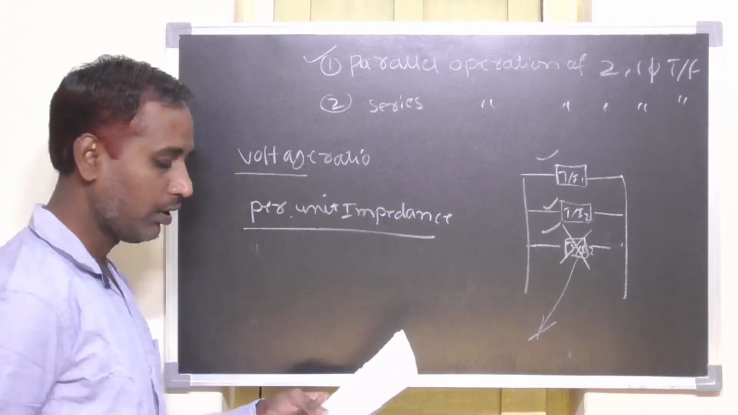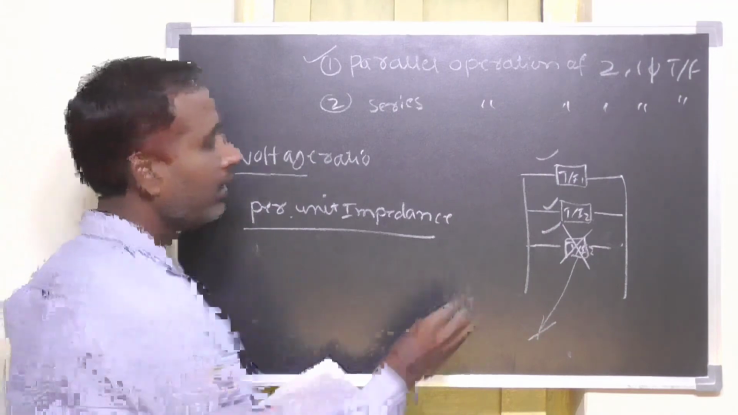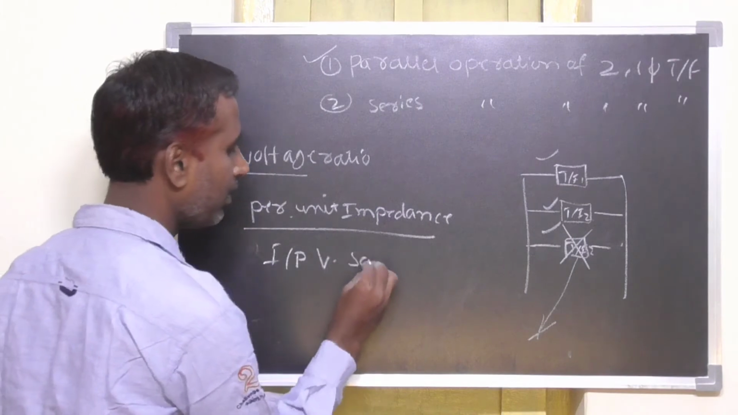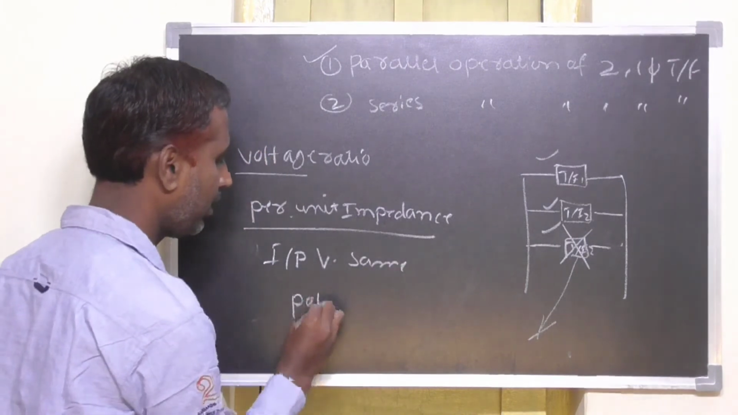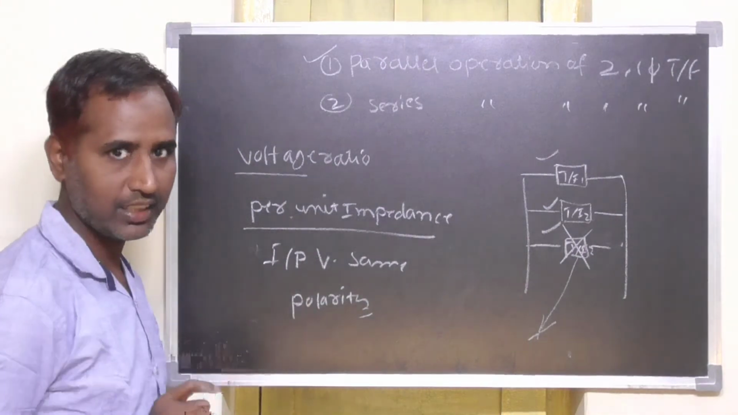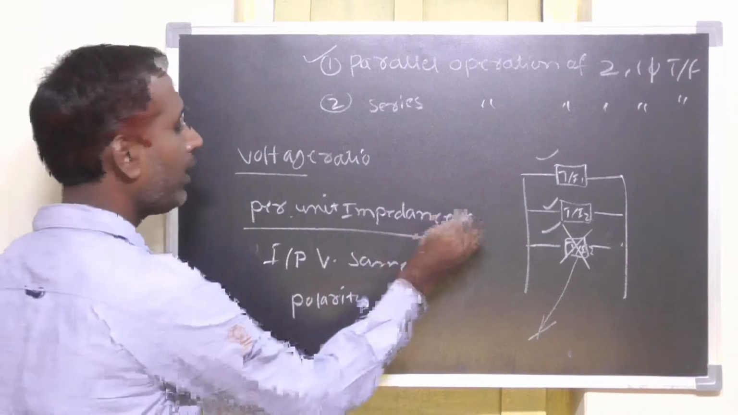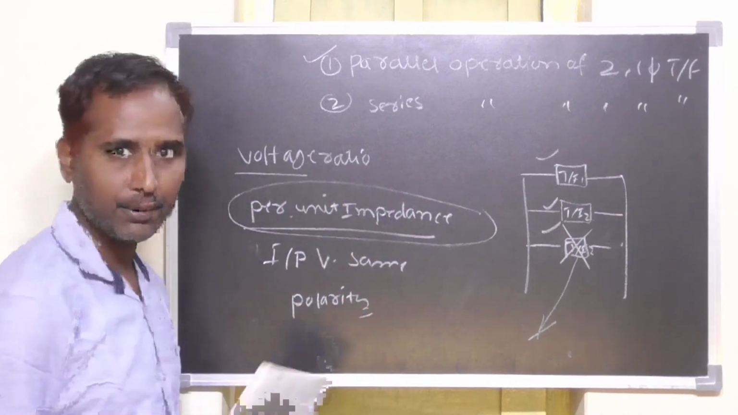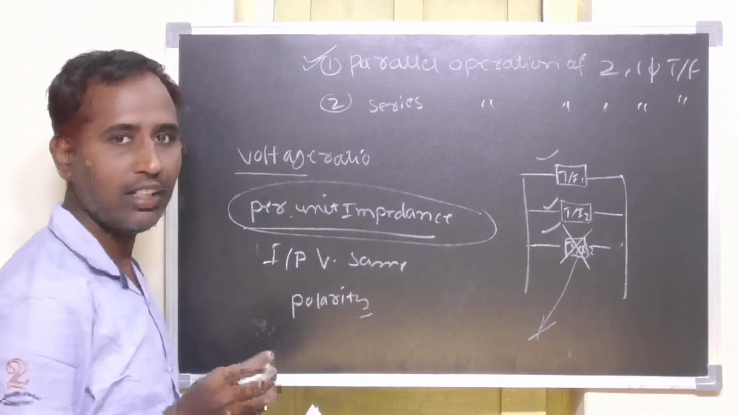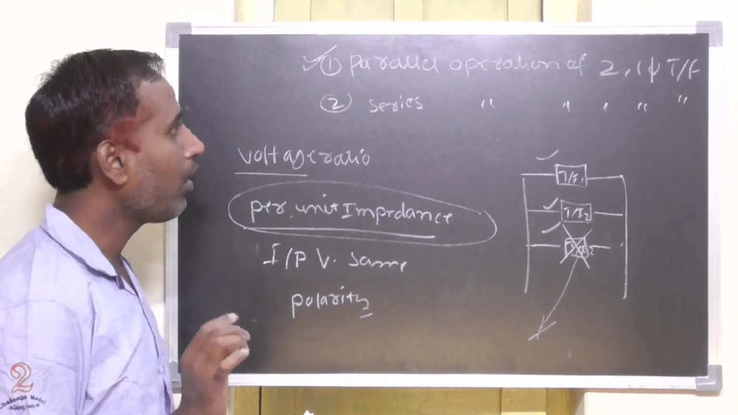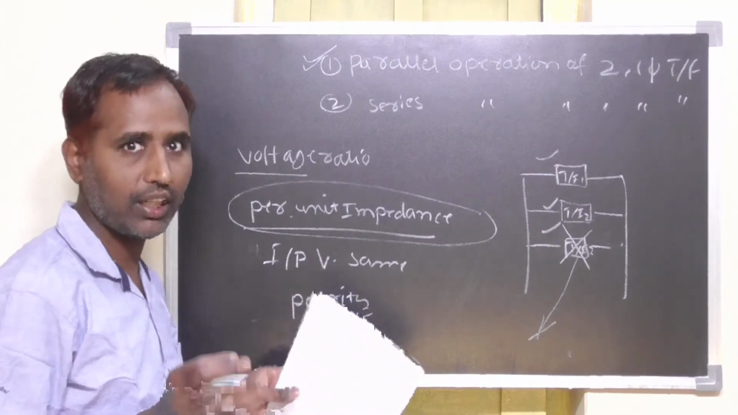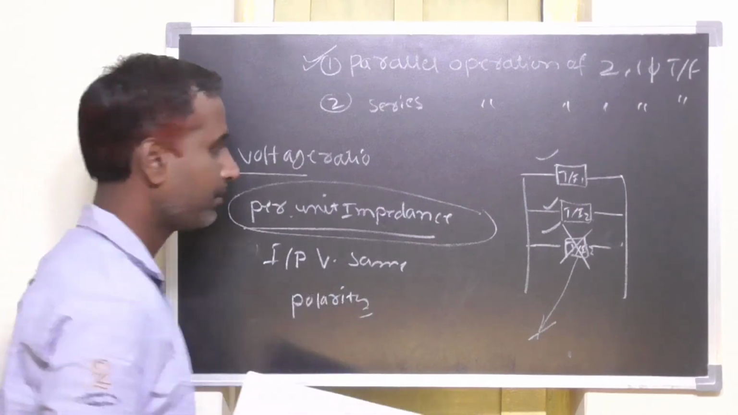The next is that the input voltage must be the same, and the same polarity. Friends, these are the important conditions. Among them, per unit impedance is a very important point. Now this completes the parallel operation of a single phase transformer. Now why are we connecting single phase transformers in series? What is the necessity? Next I will tell.